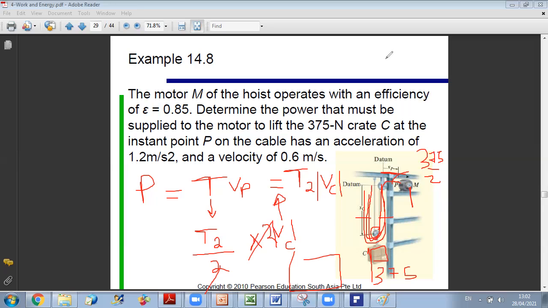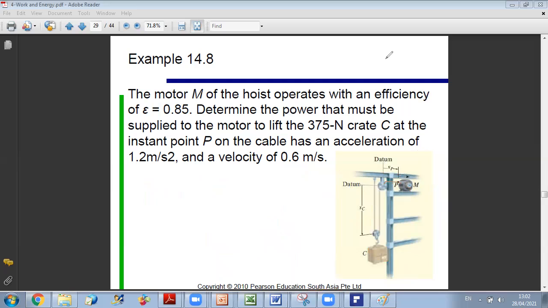Okay. Any question on this problem? Okay. Another problem.